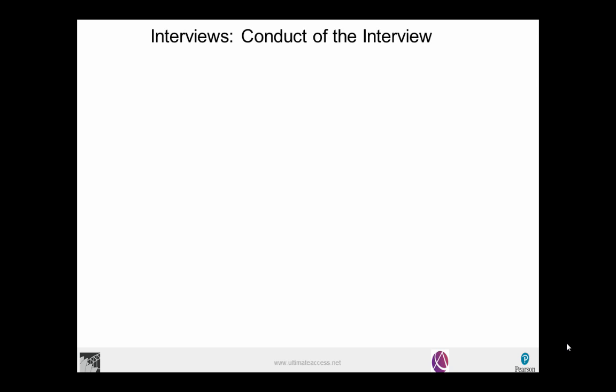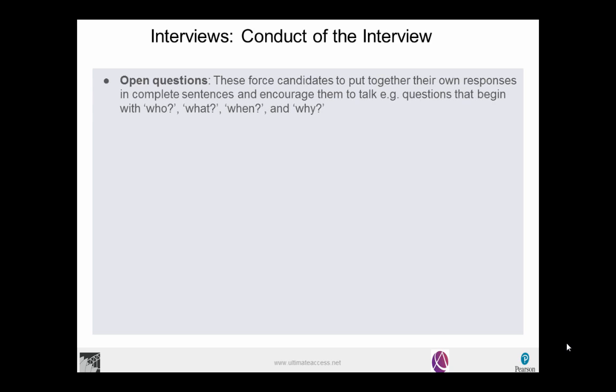Now, interviews, the conduct of the interview. We're going to be looking at different questions that are asked in the interview. The first one we're going to be looking at is open questions. This forces candidates to put together their own responses in complete sentences and encourages them to talk, e.g., questions that begin with who, what, when, and why. Like, why are you applying for this job? Who are you? What do you want from this company? So this allows you to talk or come up with sentences.